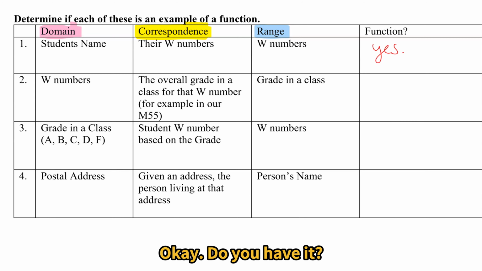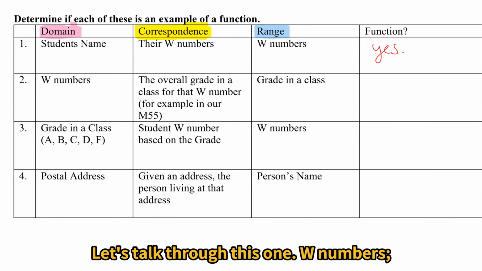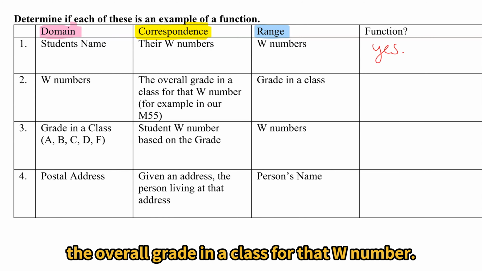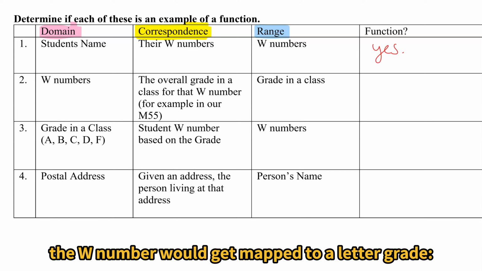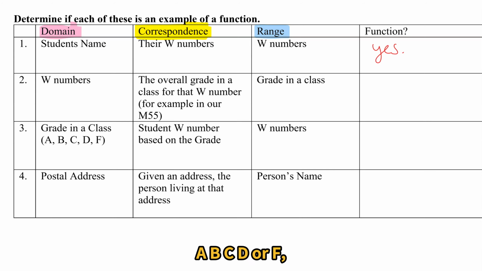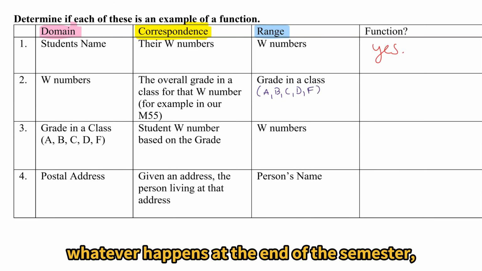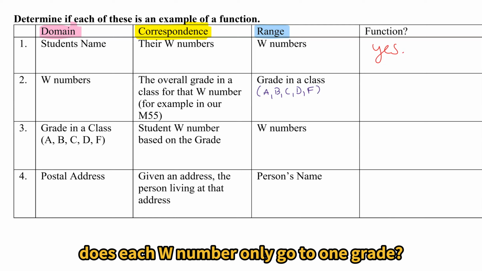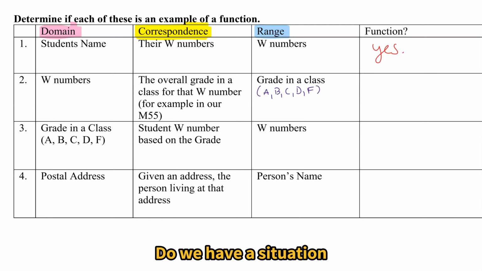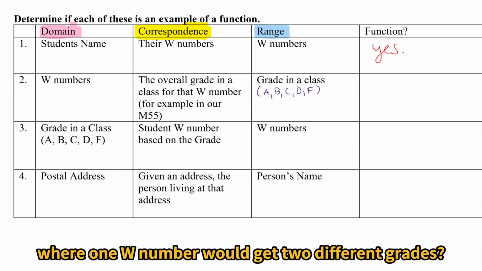Okay, do you have it? Let's talk through this one. W numbers, and the overall grade in a class for that W number. So for example, in our class, the W number would get mapped to a letter grade, A, B, C, D, or F, whatever happens at the end of the semester. In this case, does each W number only go to one grade? Do we have a situation where one W number would get 2 different grades?